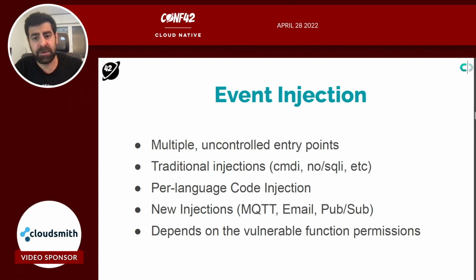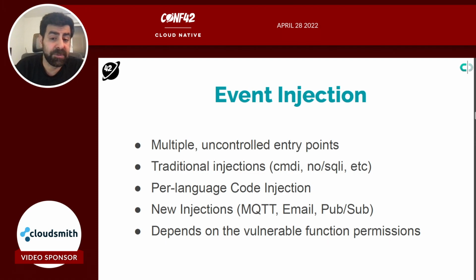The difference here mostly is the entry point. So it can come not just from an HTTP request, but by many uncontrolled entry points, and we'll talk about that. We mentioned a few of them, like S3, so files, emails, IoT, and we'll talk about it in a second. Traditional attacks still exist, like injection, command injection, SQL injection, or NoSQL injection.